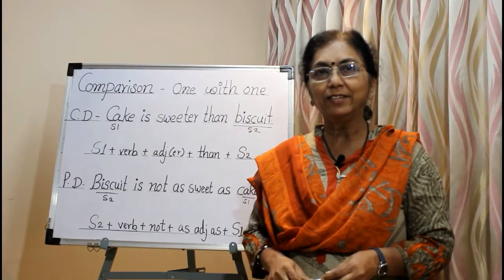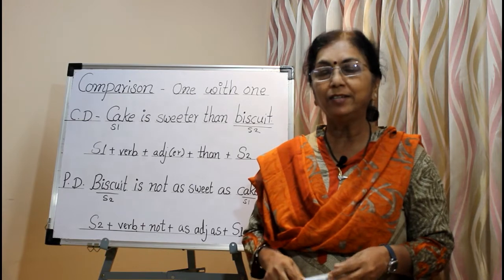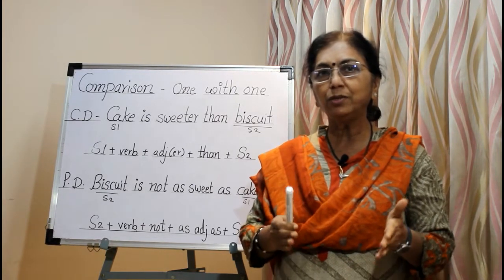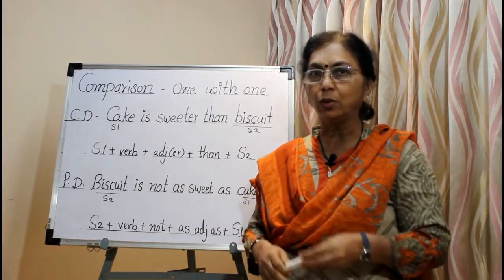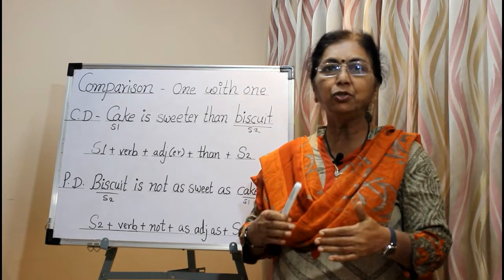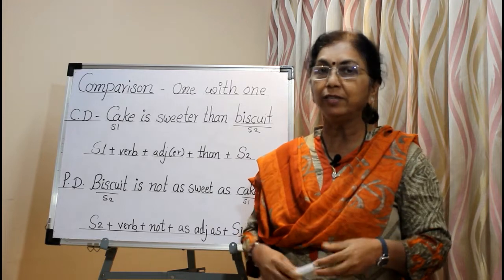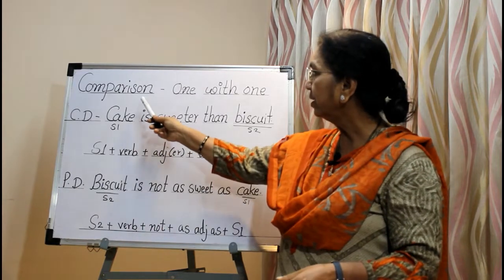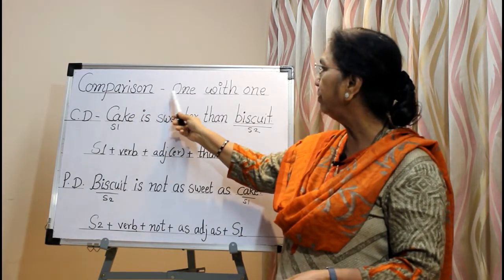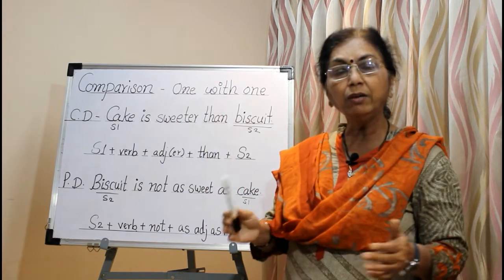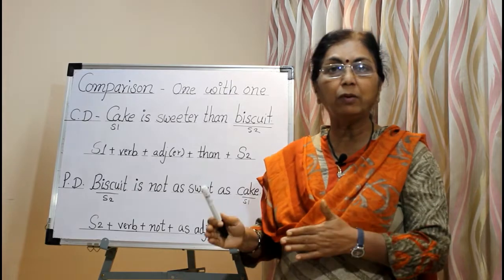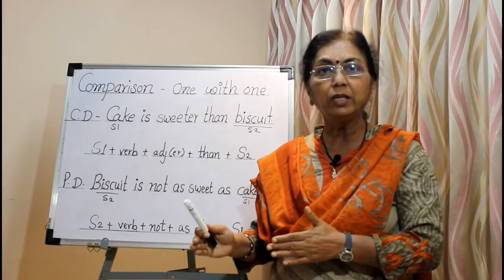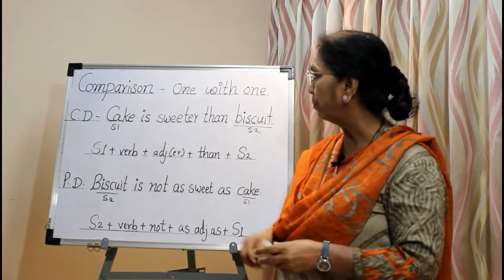Now let's learn how to change the degree of the sentences. How to change a positive degree into comparative, comparative into superlative, and so on. We are learning this change of degree in 4 different ways. Now the first way is comparison. Comparison between one with one. Here one with one means one person with one person, one place with one place, one thing with one thing, and so on. See the example.